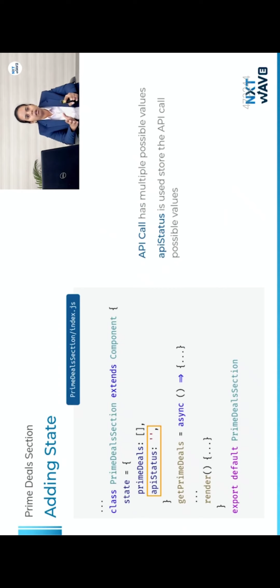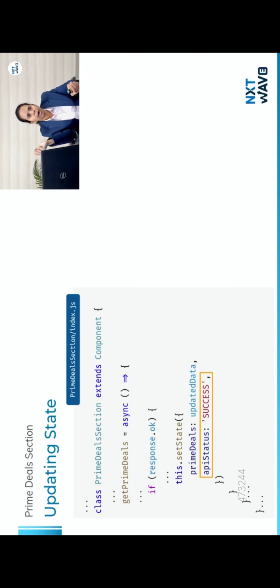Okay, so here, as we understood, the API call status is changing over time, right? So it could be a success, it could be in progress, it could be a failure, like this, right? So the API call status is changing over time. So when some data is changing over time, what do we have to do? We have to maintain that data in the state. So that's the reason here we are maintaining the API status in the state. Okay, there you can see API status. We have initialized it with an empty string. Okay. So now, when the API call is a success, we want to update it as success. Okay, there you can see we are updating the state where the API status is success.